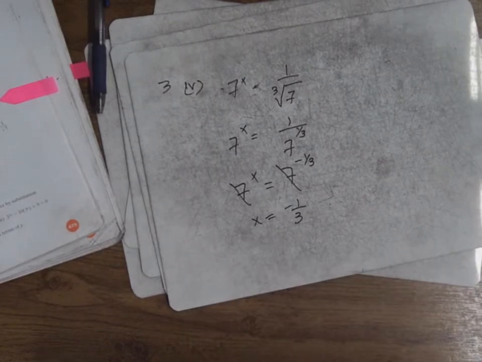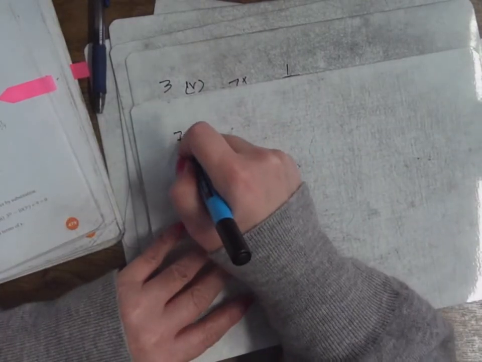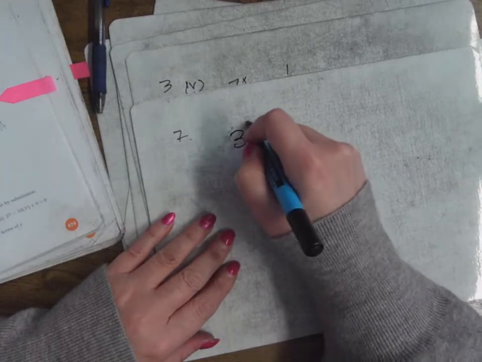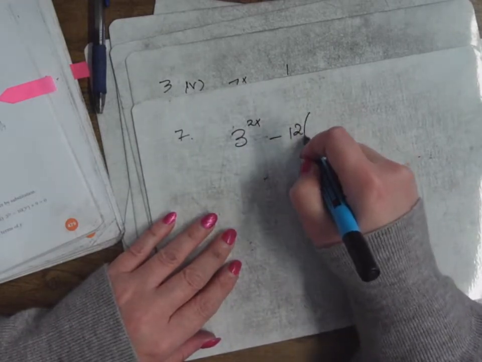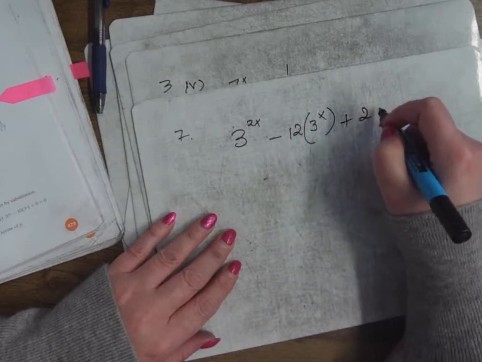Will I do it? Yeah, okay, so number 7 says it's basically the substitution method, so it's 3 to the power of 2x, right, minus 12 multiplied by 3 to the power of x plus 27 equals 0.